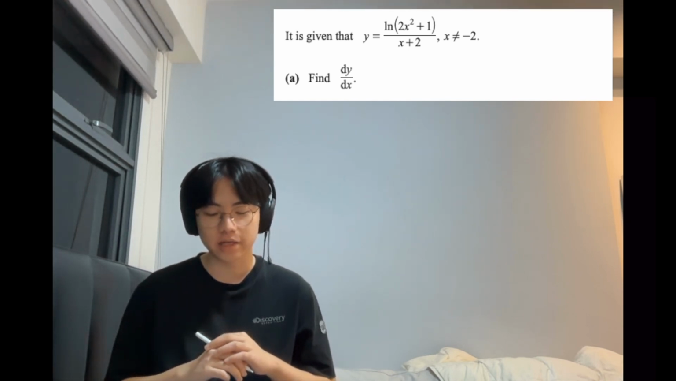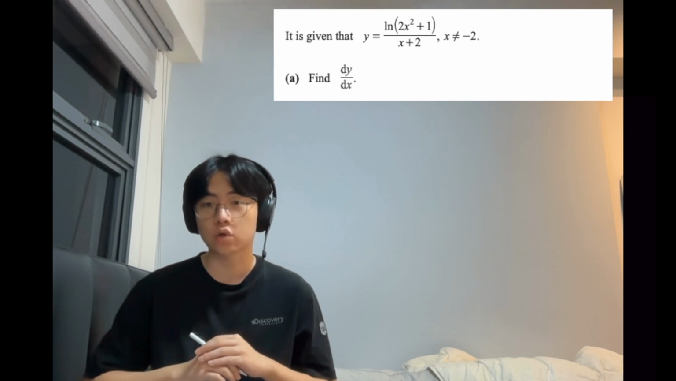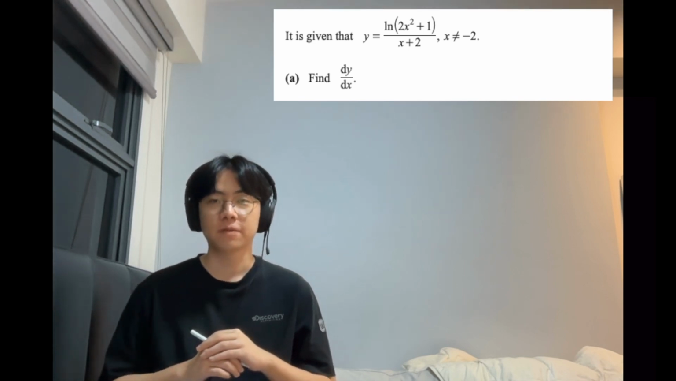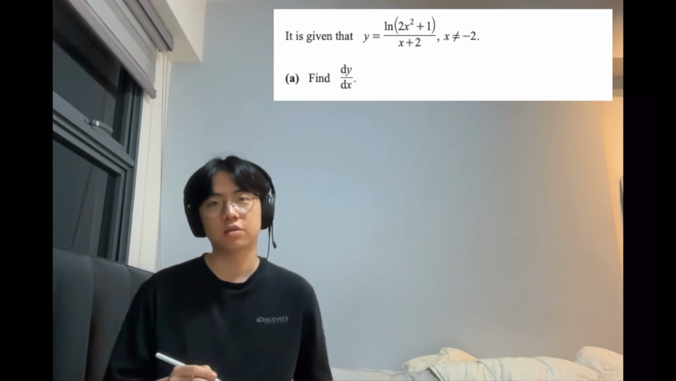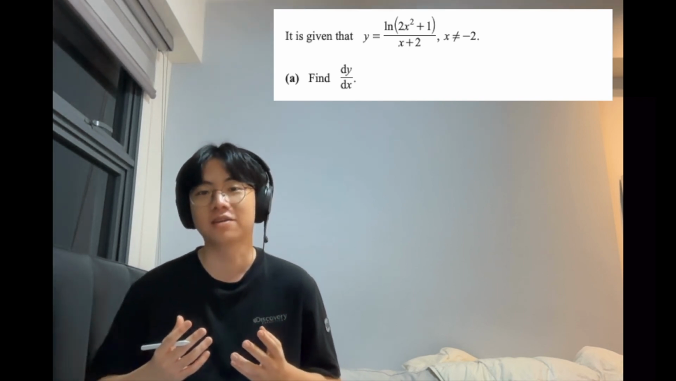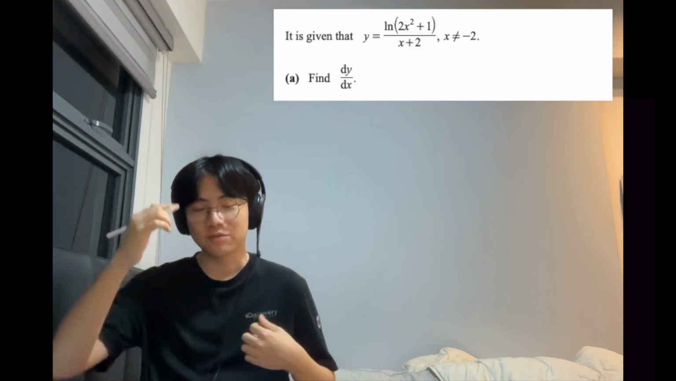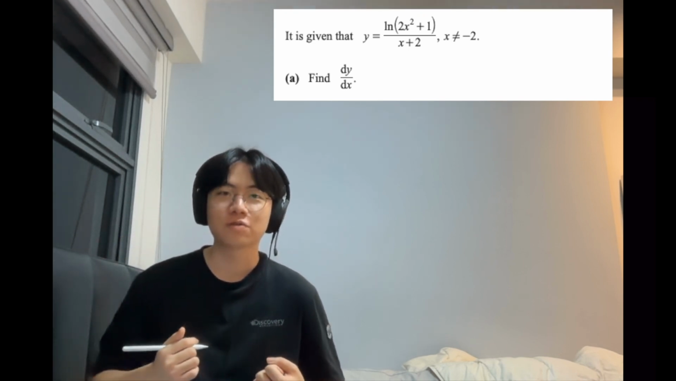Given that y is equal to ln(2x² + 1) over (x + 2), find dy/dx. Okay, so immediately what comes to your mind? It should be the quotient rule, right? I mean, I see a fraction over here, I see p over q. Let's use the quotient rule.